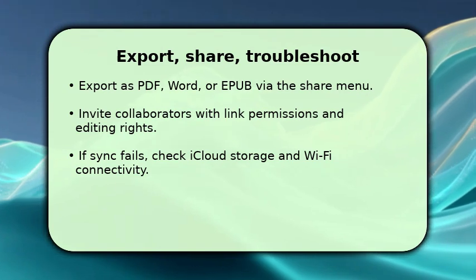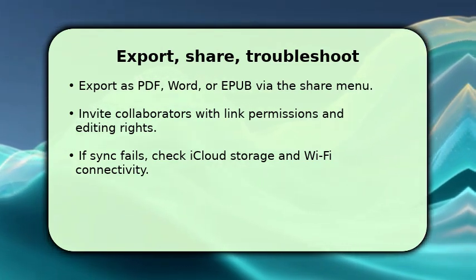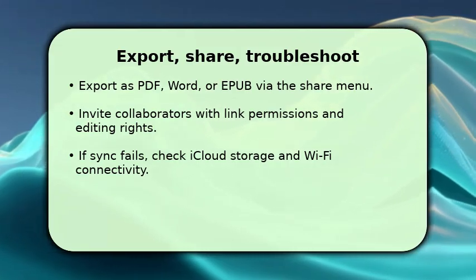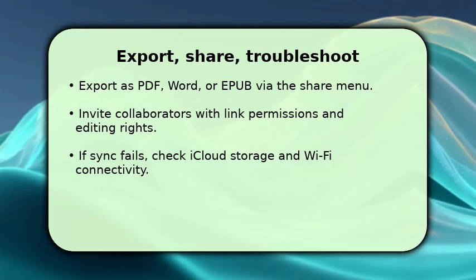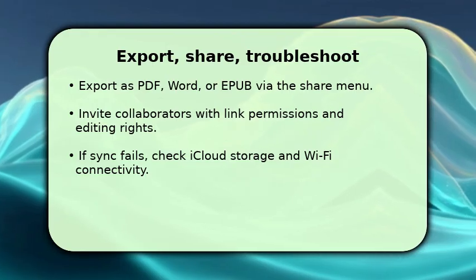Tap the three dots, choose Share, then pick PDF, Word, or EPUB depending on the recipient. Invite collaborators by email or link and set view or edit permissions. Make sure to communicate which version is final. When printing, use AirPrint or export a PDF for compatibility.